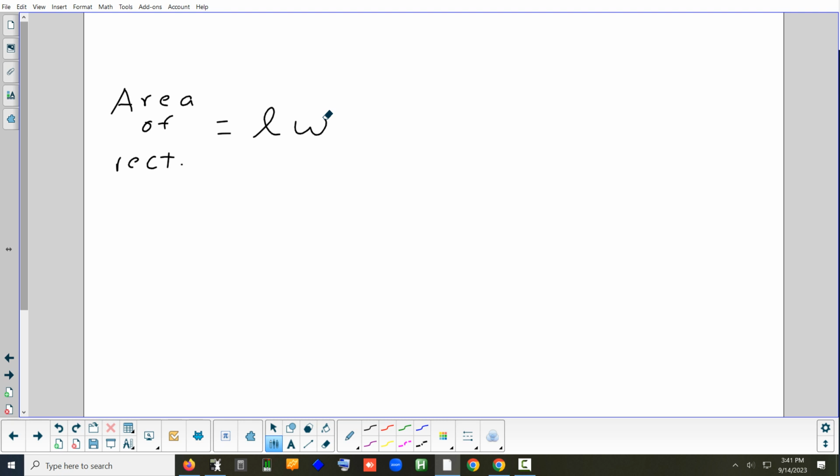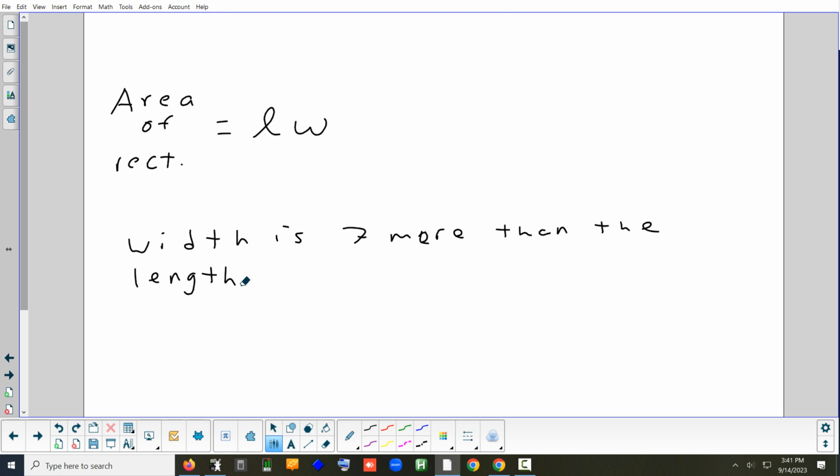So if I said to you, let's just say the width is 7 more than the length. How would you translate a sentence like that into more of an equation? The width is 7 more than the length. W equals 7 plus L.